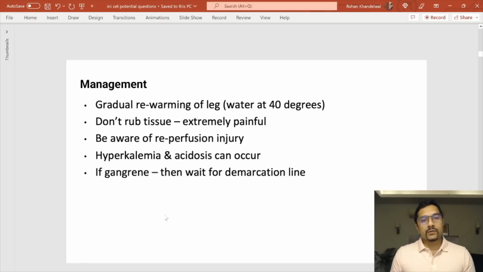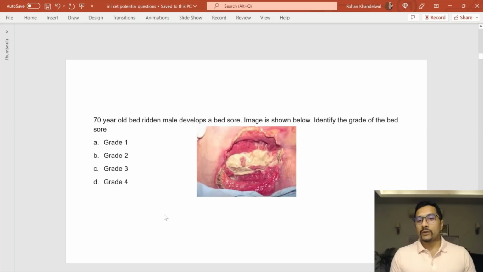The management is what is important for both of them. In both we carry out gradual rewarming, and very important, which you should remember, we should not rub the tissue, because rubbing the tissue can lead to extreme pain. We should be aware of reperfusion injury. Hyperkalemia and acidosis can occur in these patients, and if gangrene occurs, we wait for the demarcation line to form before we do amputation.